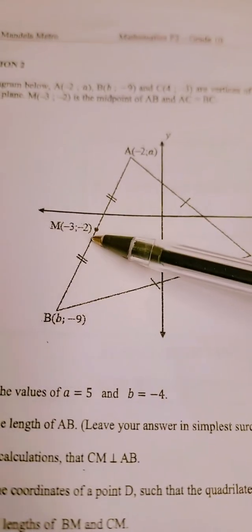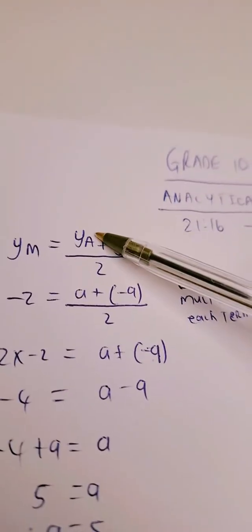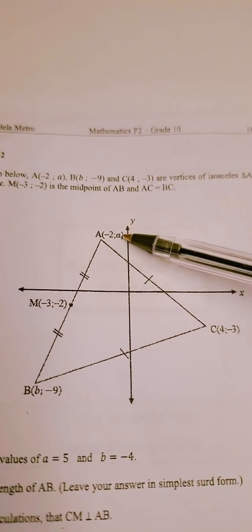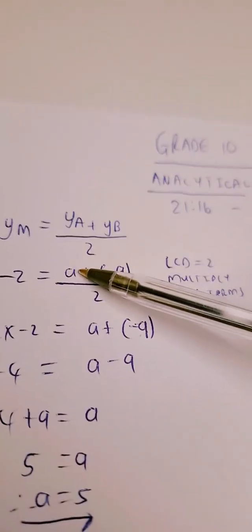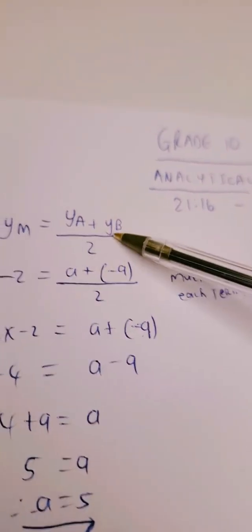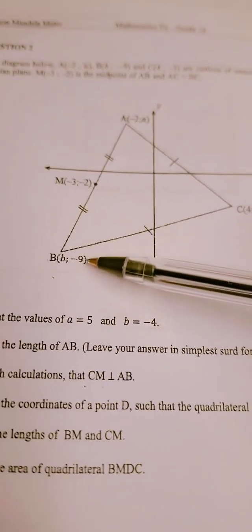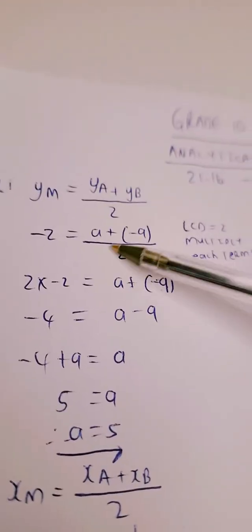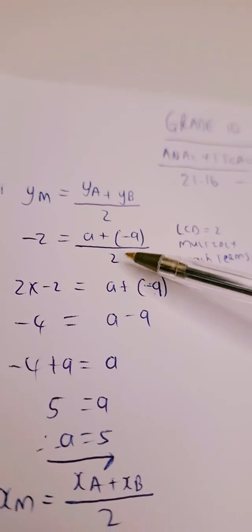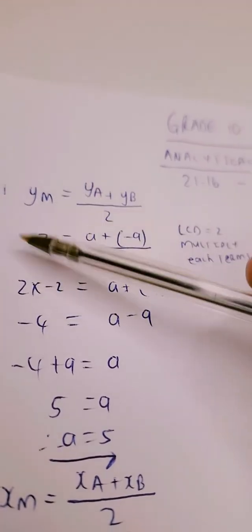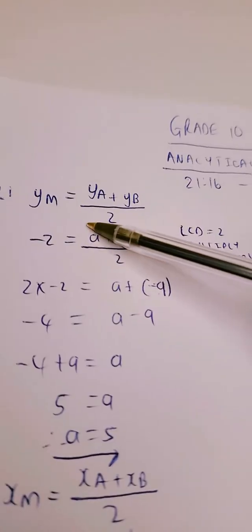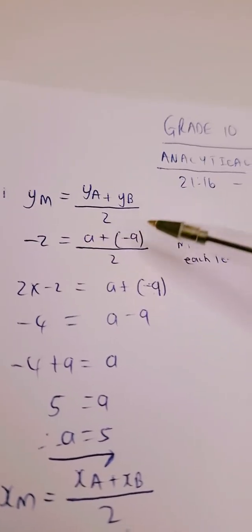Then what is the y coordinate of M? You have it. It's given to you. It's -2. Equal y coordinate of A. What's the y coordinate of A? You don't know it. You use the letter A. Plus y coordinate of B. Y coordinate of B, you have it, -9. You put it in brackets. All divided by what? By 2. Now, Sissy, what do you have? An equation. You have to solve for who? You need to solve for A, Sissy.